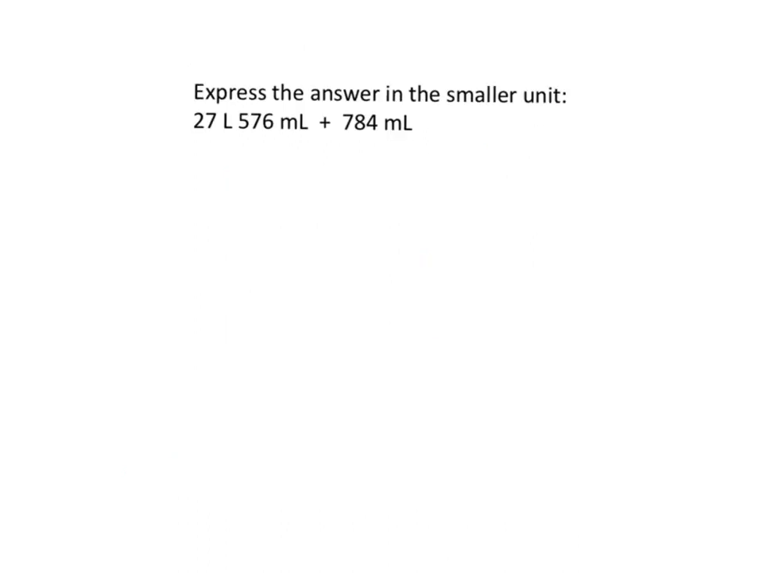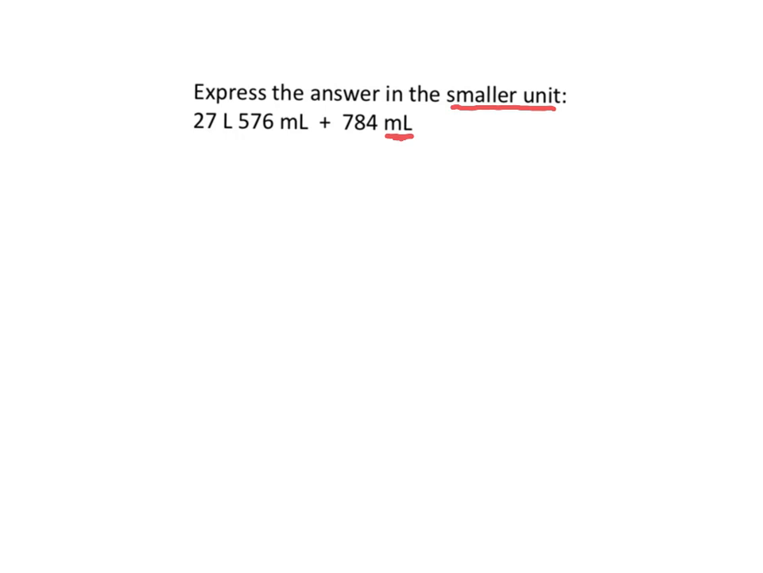All right, the next one is 27 liters, 576 milliliters plus 784 milliliters. So they're asking us to make this into a smaller unit. And the smaller unit between liters and milliliters, remember, is milliliter. It sounds like mini-me, very tiny, milliliters, very small amount.